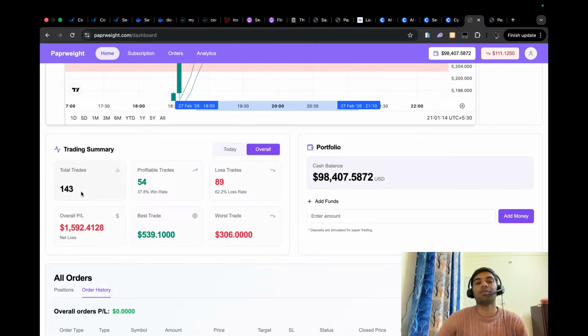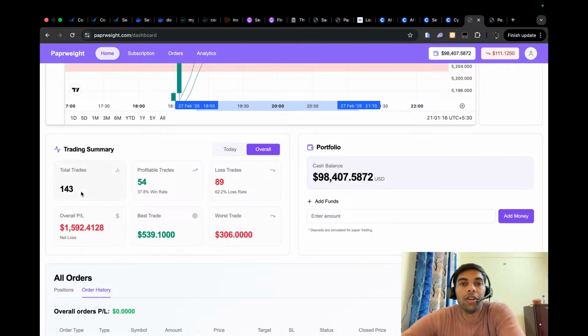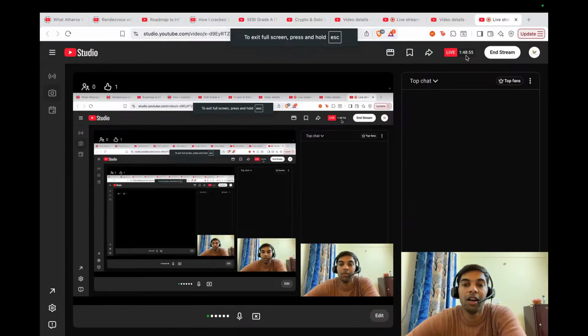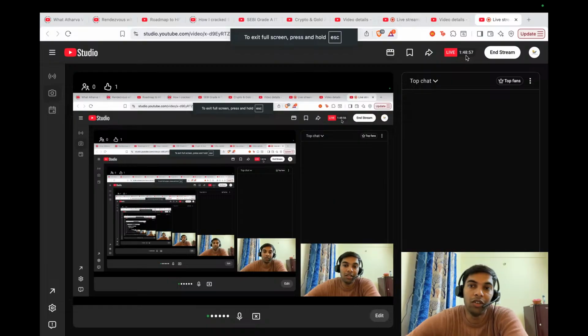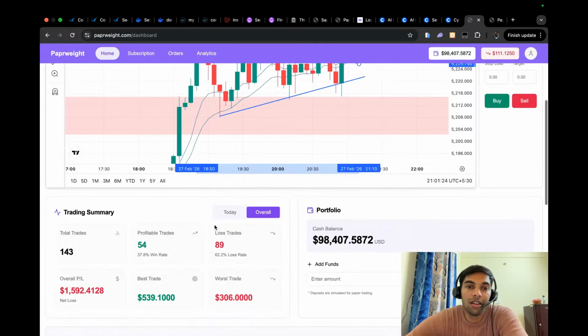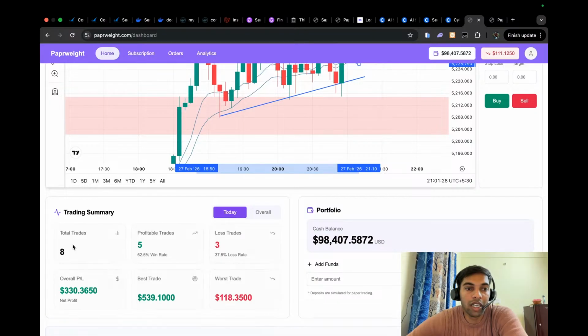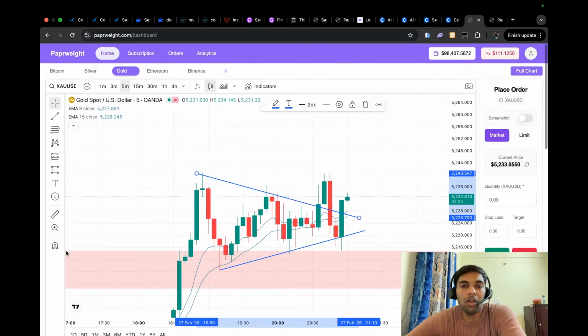That's quite good. I'm exhausted a lot, guys. It's been 1 hour and 48 minutes in trading, so almost 2 hours, and we punched 8 trades. That's also good, around 4 trades in an hour. That's quite good. Although this is a very choppy market, very choppy market.